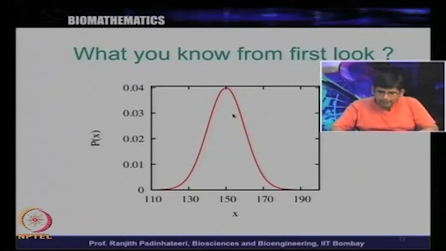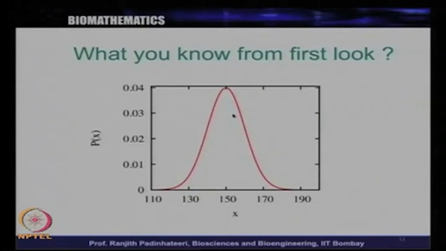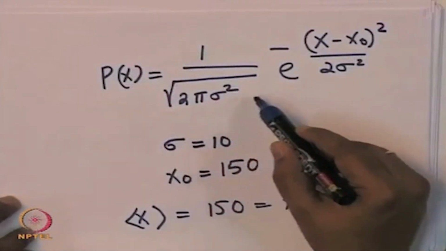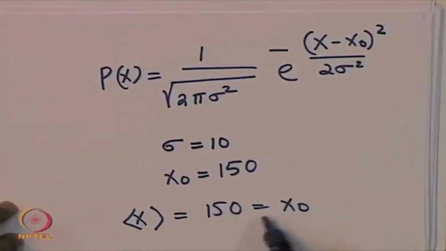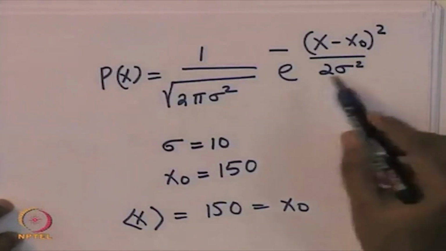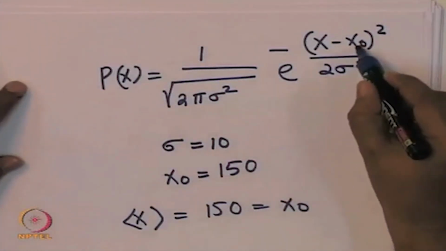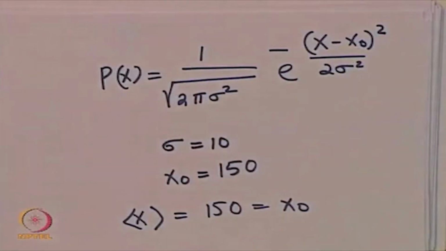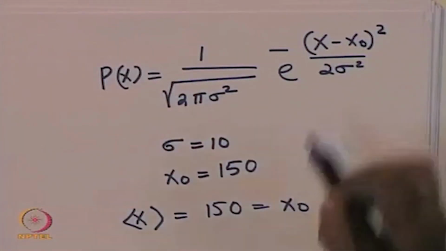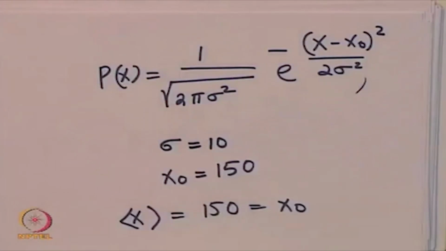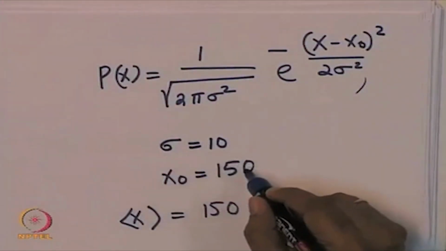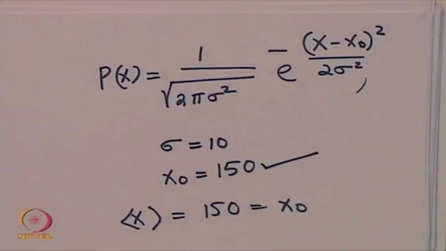Look at the slide here. We know that p of x is 1 by root of 2 pi sigma square e power minus x minus x 0 whole square by 2 sigma square, and x average is 150, which is x 0. So, just note a couple of things. If you know x 0 and if you know sigma, you know everything about p of x. You have to know only two things, x 0 and sigma, then you can know everything about p of x. I told you, by looking at the peak, we can find x 0.